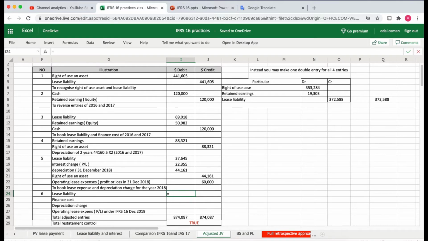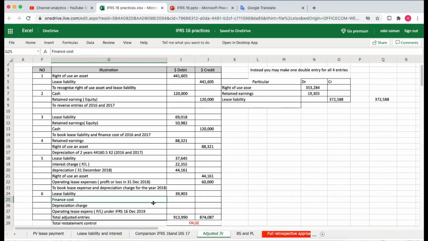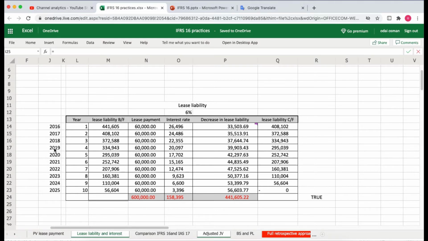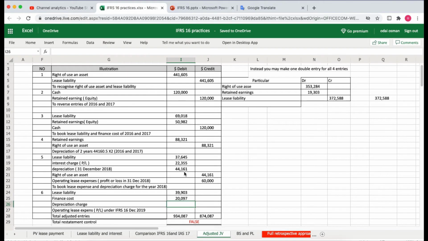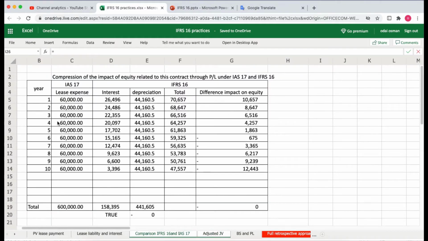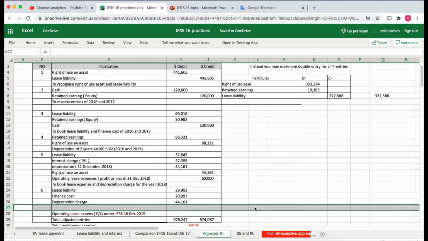So how much lease liability do we have for 2019? We do have the lease liability for 2019, and we have the finance cost or the interest charge 2019, and we do have the depreciation of the right of use asset. We need to expense that one also from the comparative, the fourth year. We do have the right of use asset also, because the right of use asset amount would be increased, right?